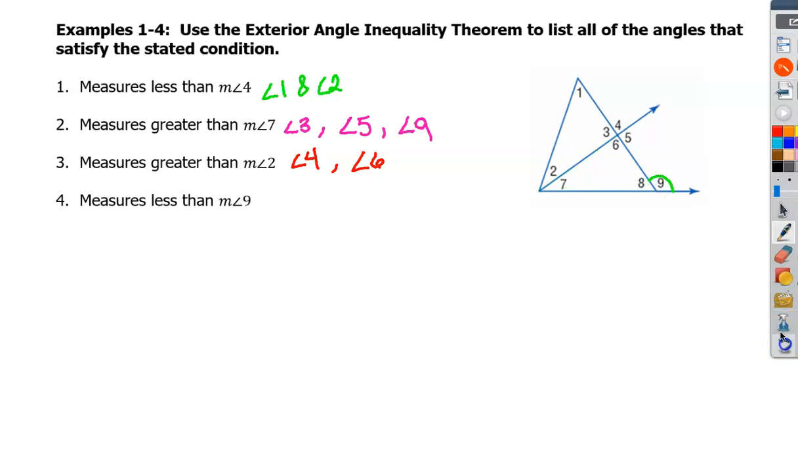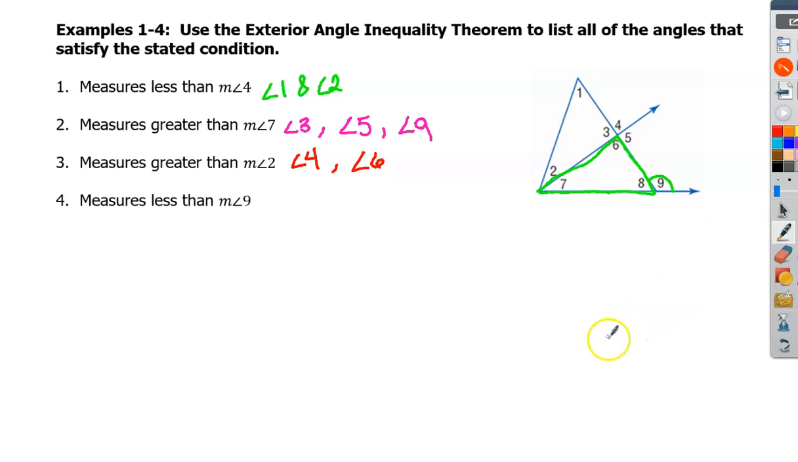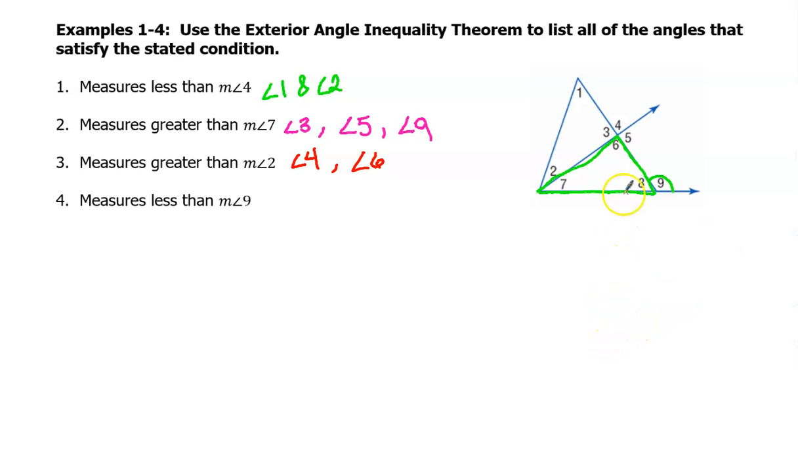If I could draw, I can't draw. This triangle. So 9 is our exterior angle. So let's look at which two angles are the remote interior angles. It looks like angle 7 is one and angle 6 is one. So those are less than angle 9 by that theorem. So angle 7 and angle 6 are the two angles.